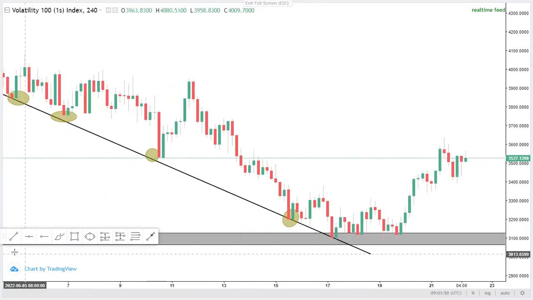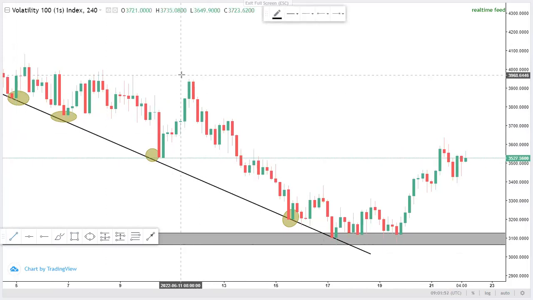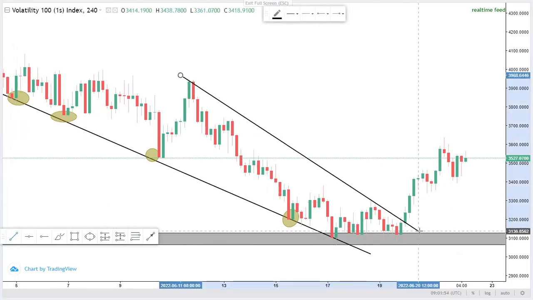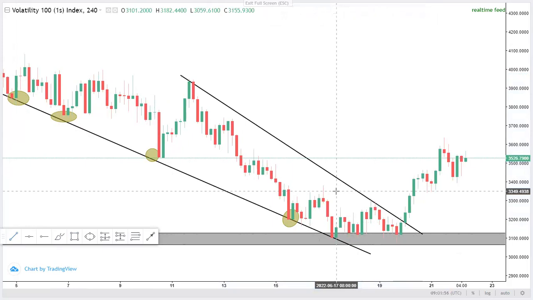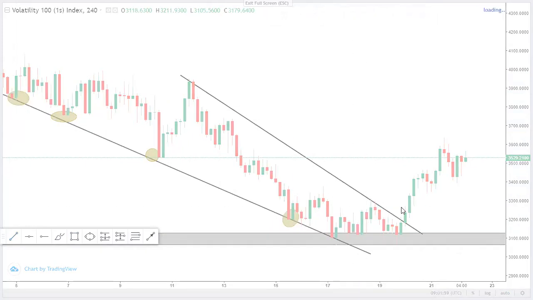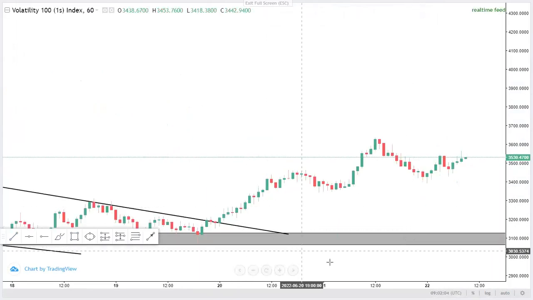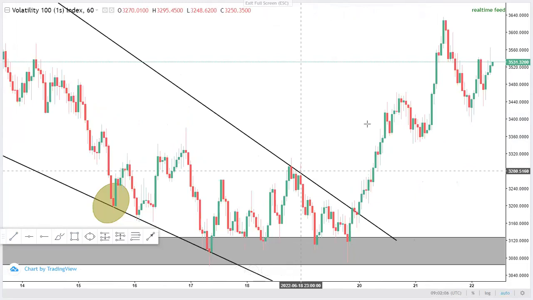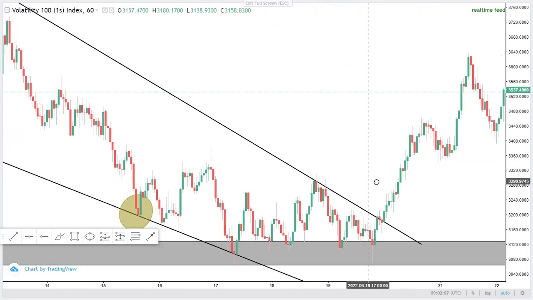So on the contrary, looking at the upper part of this, we have this structure. We had a breakout. What you do is you scale in again, guys. So now you've scaled in.